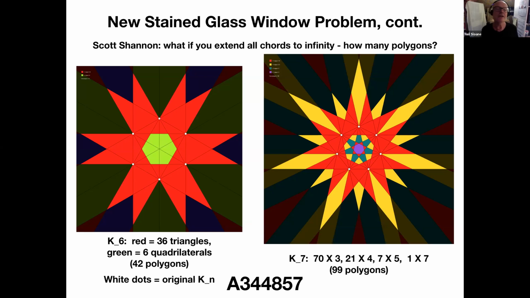Earlier this year, Scott Shannon said, what happens if you extend all the chords to infinity? So here's an example. The white dots are the original hexagon that P and R studied and solved. They found out how many regions there are in the hexagon. Scott says, let's extend all the chords to infinity and let's count the regions. Let's only count well-defined polygons. Let's ignore the non-polygons that go off to infinity. So we just count the finite polygons.